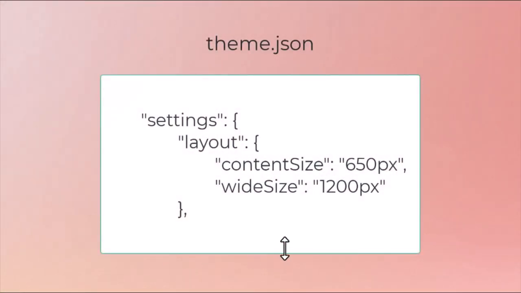These settings actually come from a file called theme.json. So block themes will always have this file, and that's where theme creators will put in those values. They're called presets, for the content width of 650 and then the wide width of 1200.